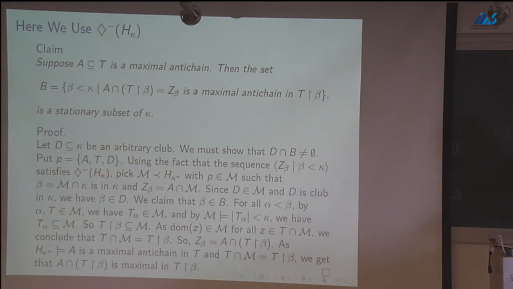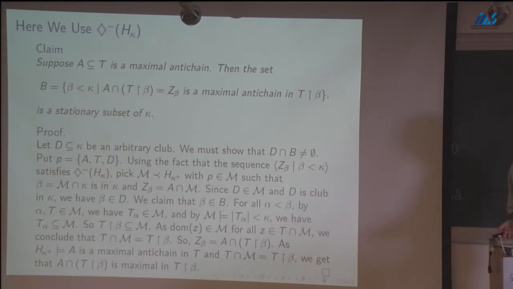What is the proof? Well, to show that something is stationary, we're going to take an arbitrary club and show that it intersects the stationary set. So let P be all the things that we want to be able to talk about in our potential elementary submodel. And using the fact that we had our diamond minus H kappa axiom, meaning we had our sequence satisfying that property, we can pick an elementary submodel containing P that intersects kappa in an ordinal, and at that ordinal, the Z beta of that correct ordinal will be the antichain intersecting the model. That's what we said that our property diamond can give us.